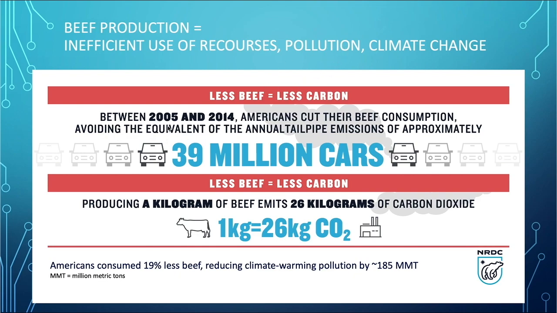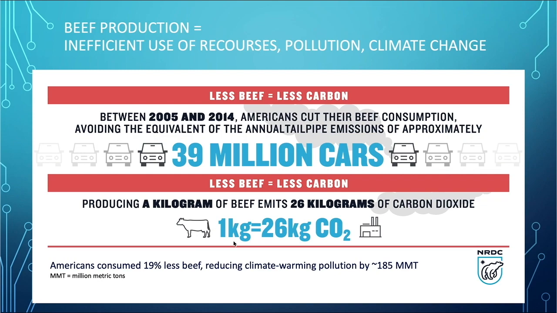But between 2005 and 2014, what was interesting, Americans for some reason cut their beef consumption. And what that was equivalent to was the emissions of 39 million cars being taken off the road. It's just a very interesting way where we put our preferences in terms of what we believe are the biggest problems, because we want our cake and we want to eat it too.